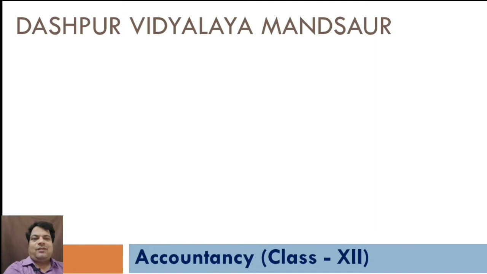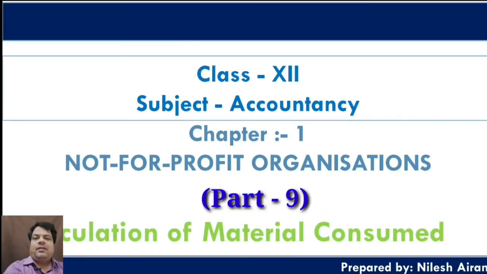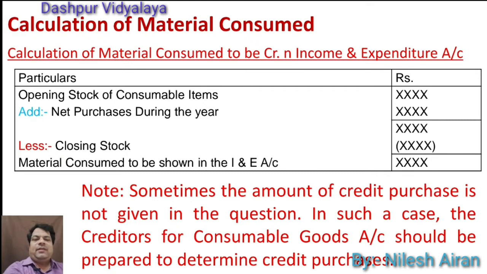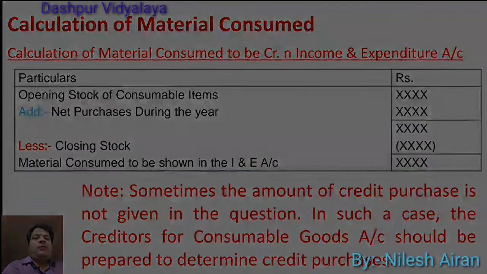Good morning students. Today we will talk about how to calculate the amount of material consumed for not-for-profit organizations. In not-for-profit organizations, we are sometimes given materials like sports materials, medicines or stationery, and we have to calculate the amount of these consumed during the current accounting year. There are two ways to calculate this.